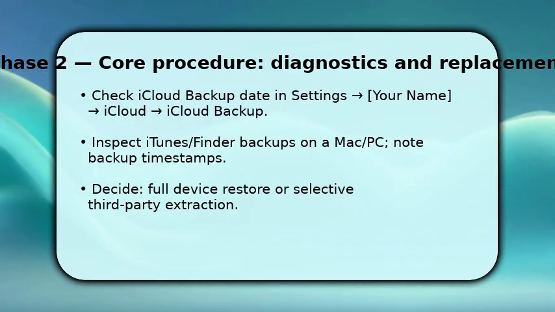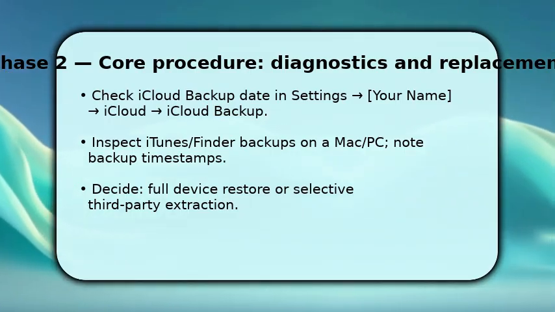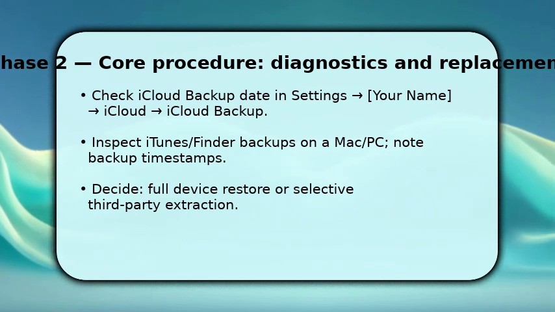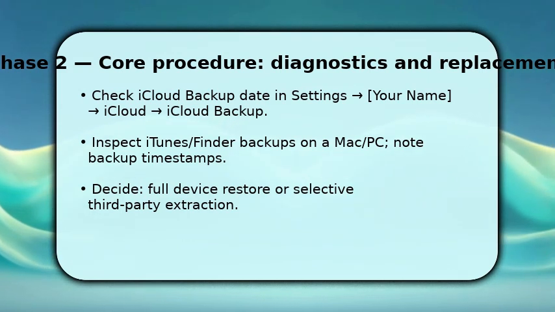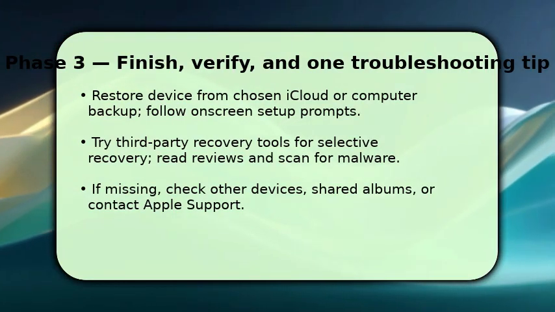Alternatively, use trusted third-party extraction software to pull photos from a local backup without erasing the phone. Make sure you verify backup integrity before restoring to avoid losing newer items. You finish by restoring from the selected backup or extracting the photos with a recovery tool.